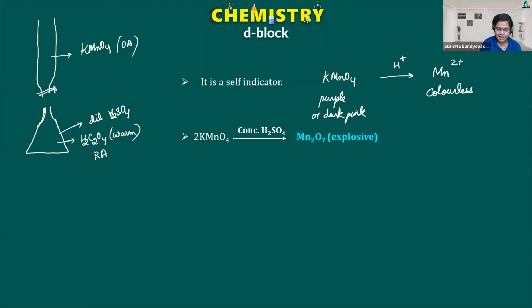Light pink, why not dark pink? I'll add a few drops. If you add more, it will turn dark pink. No, just add a drop or two extra. After the completion of the reaction, you will see pink remains pink, means there is no more reducing agent to convert it into colorless Mn2 plus. Endpoint is pale permanent pink. If the pink disappears, means it has converted into Mn2 plus.